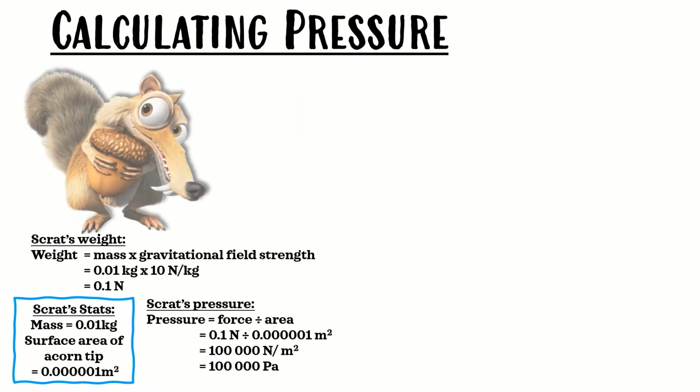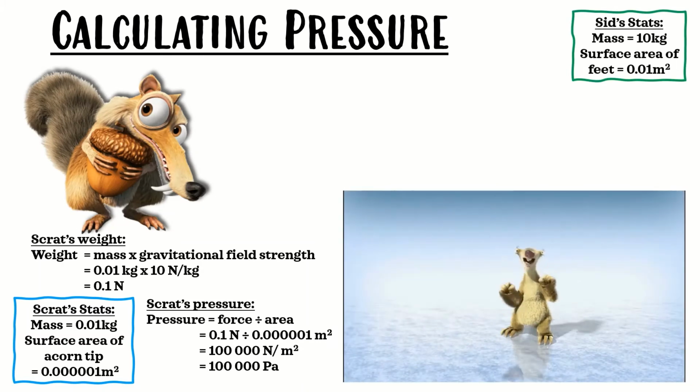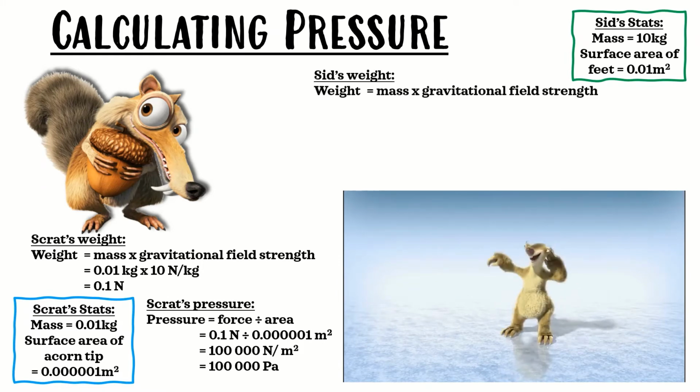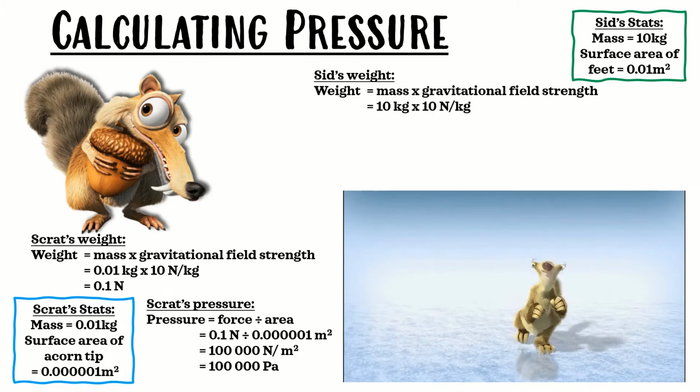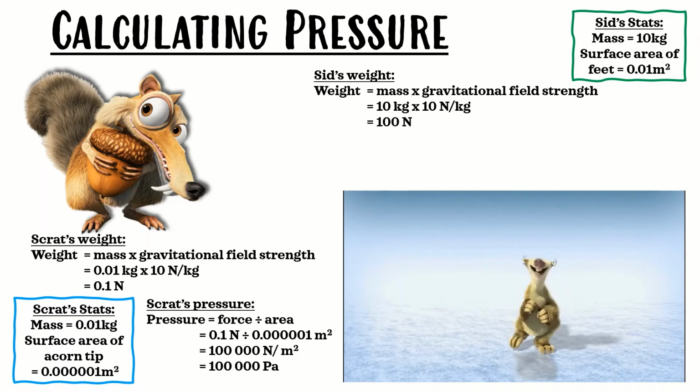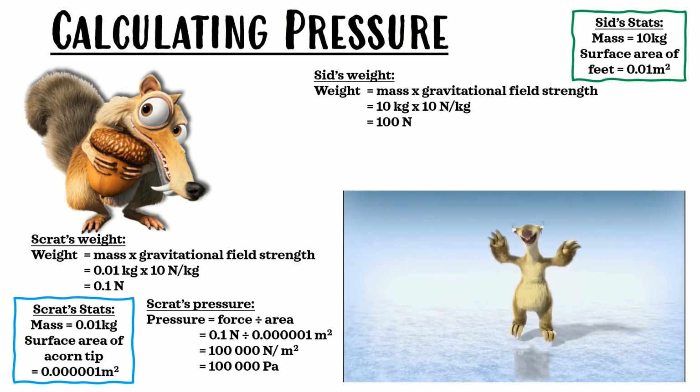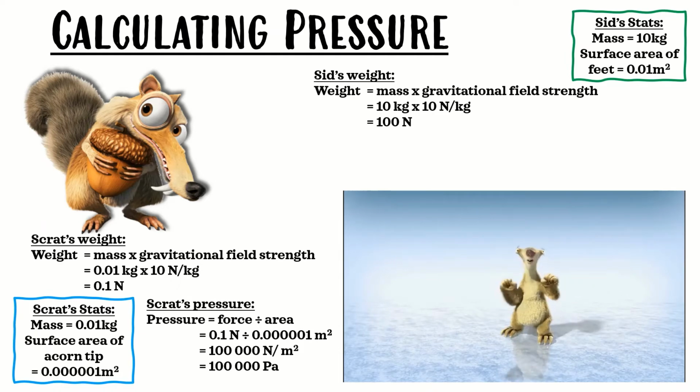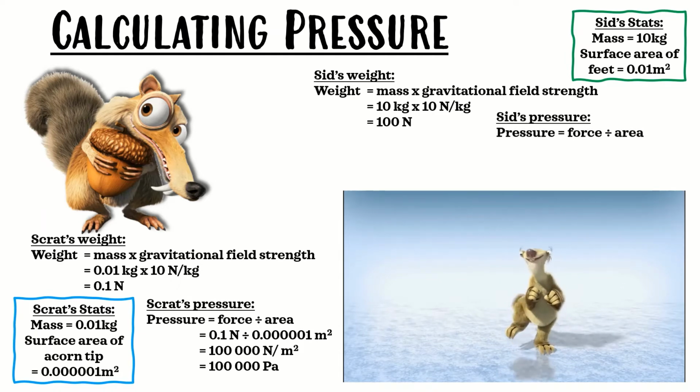Let's move over to Sid now and have a look at his statistics and use the formula again to calculate his weight. His mass is 10 kgs. So using the formula again, we substitute in 10 kgs times 10 newtons per kg, and we find out that Sid's weight is 100 newtons. Now we can substitute in that weight, the force is 100 newtons, into our formula, pressure equals force divided by area.